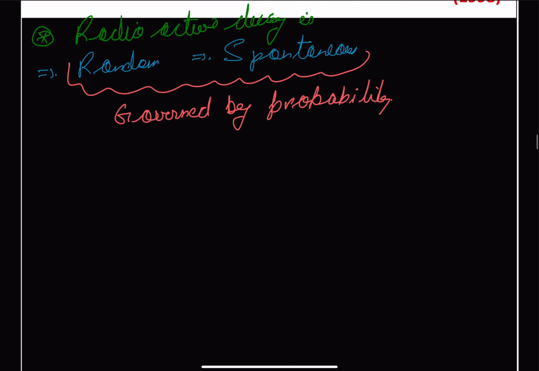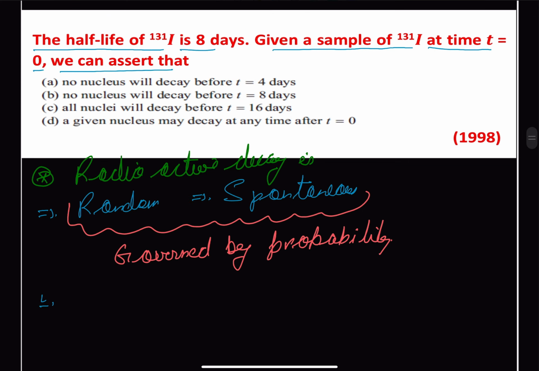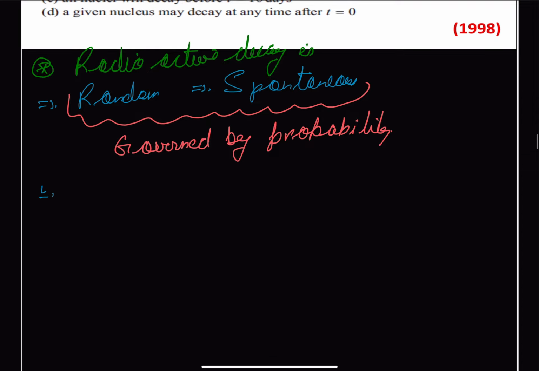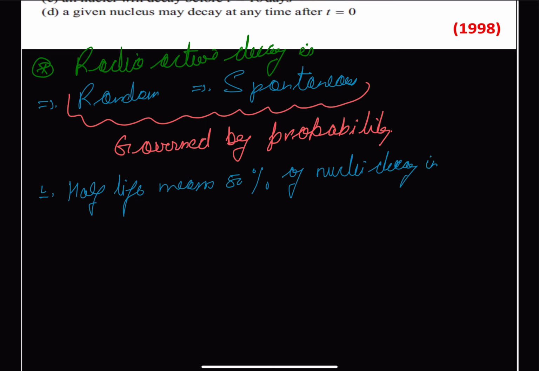So according to the given question, its half-life is 8 days. Basically half-life means that the decay is 50% in a number of days equal to 8. So you can say the half-life means 50% of nuclei decay in 8 days.